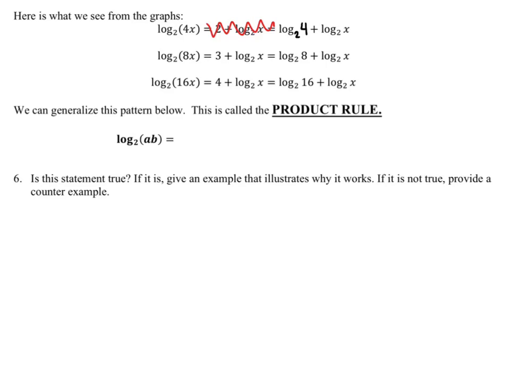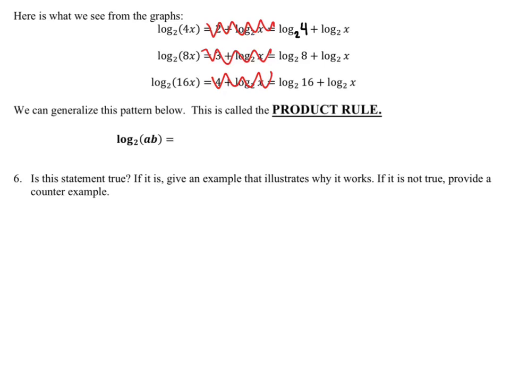Same thing for log base 2 of 8x. We saw that it was a vertical shift of 3, but 3 is just equal to log base 2 of 8. So I don't even need that middle section there. And then for log base 2 of 16x, it was a vertical shift of 4, but 4 is just log base 2 of 16. So I don't even need that.